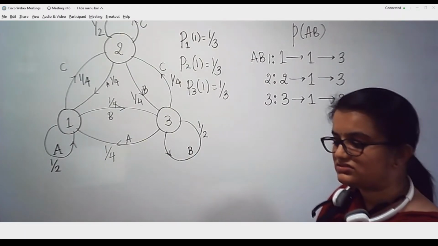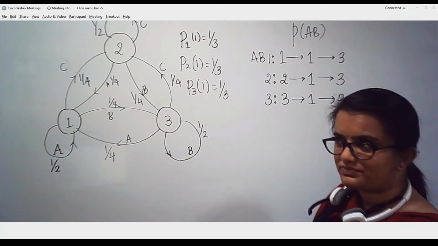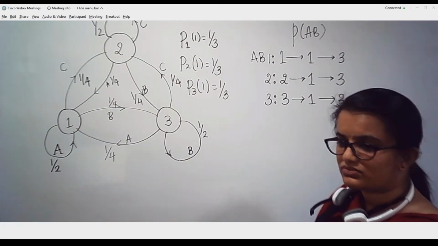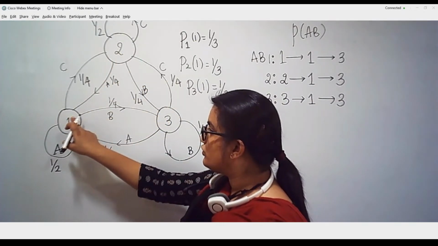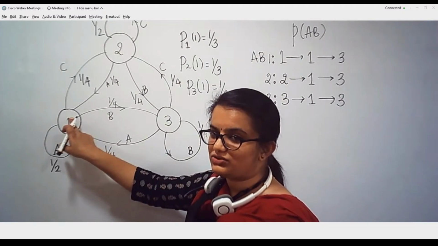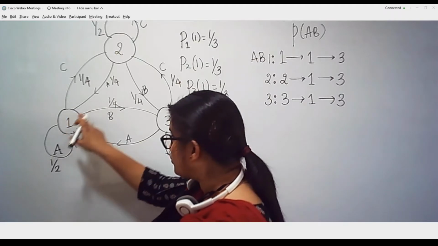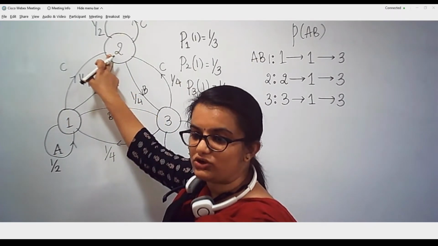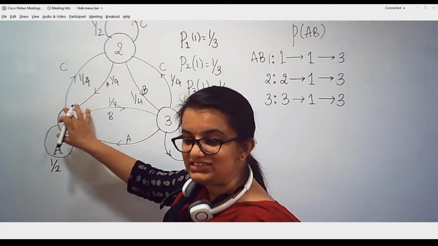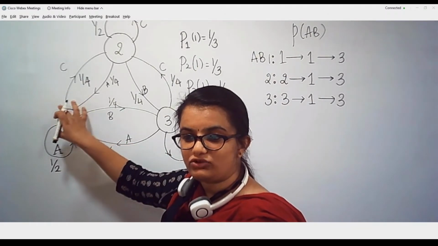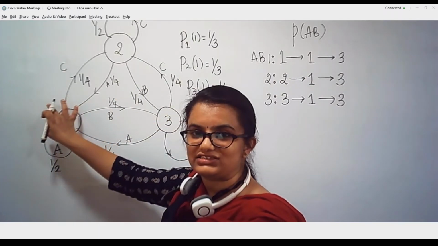Ma'am, can't we do 2 to 1 and 2 to 3? If you move 2 to 1, you are already in state 1. You have to begin from there itself. Please remember, you cannot go back. Once you shift from one state to the other, you are currently present at the present state. So you have to look for a way to end up in a final state starting from that particular state.